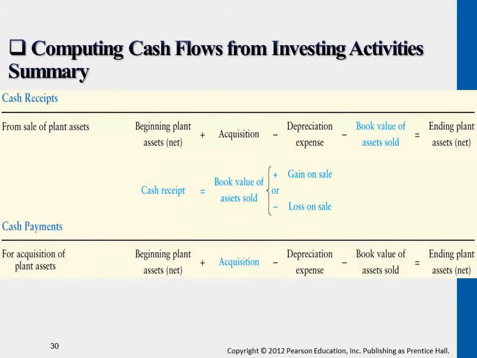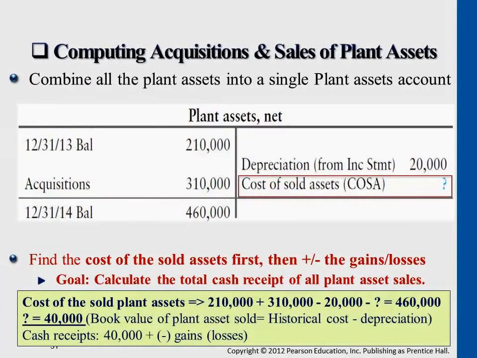Okay, beginning planned asset plus any new purchases minus depreciation will give you ending planned assets value. This is just the idea of how T account work for assets. Okay, so here's an example that planned assets, you see the left side. The beginning balance is $210,000. That's from last year end.